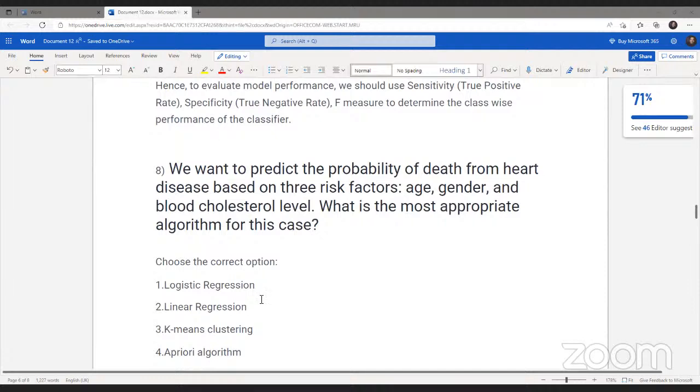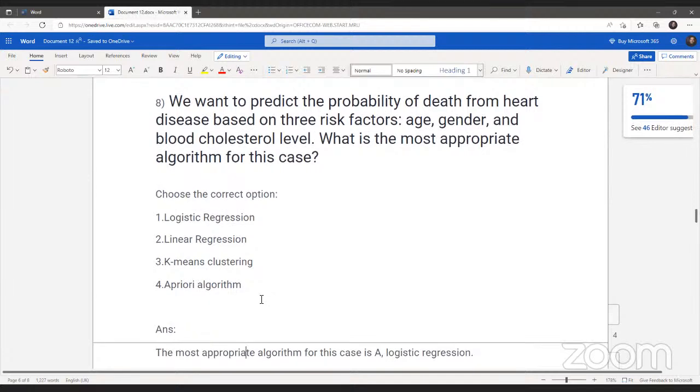Yeah, as we look into this, the most appropriate algorithm for this kind of case, predicting heart disease based on these three factors, is logistic regression.